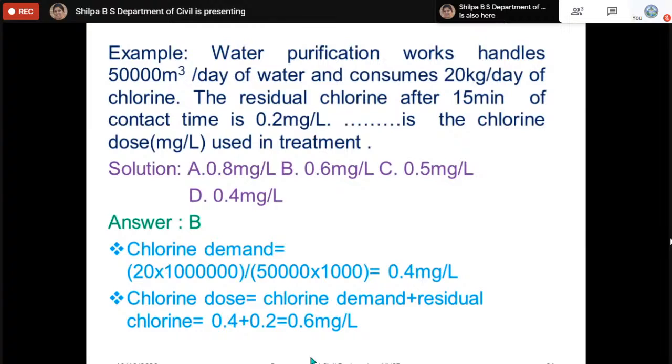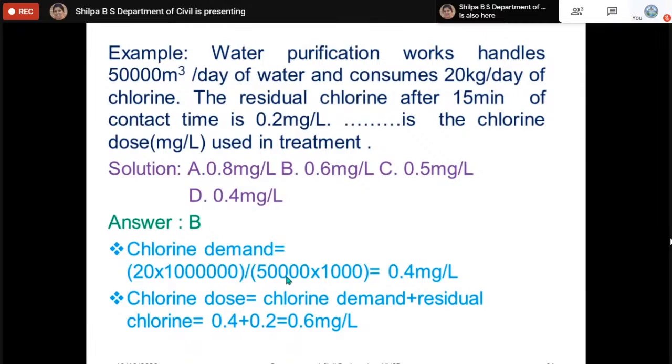So how have we calculated? The chlorine demand will be whatever chlorine is being consumed, 20 kg per day. Okay, so that I have expressed by multiplying by 10 to the power of 6, I have expressed in terms of milligrams. Then the flow quantity of water that is being treated is given in terms of meter cube. I have expressed it by multiplying by 1000.